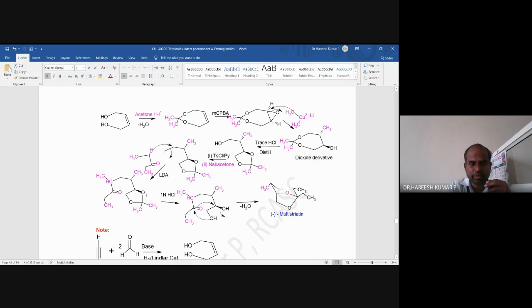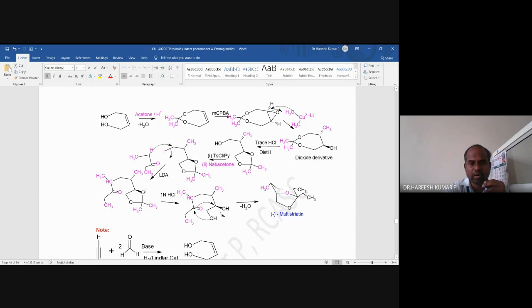Then when this particular product is treated with one normal HCl, the one normal HCl will break this ketal. The ketal is converted into 2 hydroxy groups. You can also write the mechanism for the conversion of the ketal to the alcohol, the vicinal diol. What will happen? The lone pair present on this oxygen captures this proton.